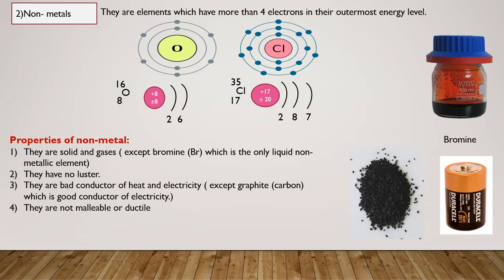So the properties of non-metals: first, they have more than 4 electrons in their outermost energy level. They are solid and gases except for bromine, which is the only liquid non-metallic element. They have no luster. They are bad conductors of heat and electricity except for graphite, which is carbon, which is a good conductor of electricity, and they are not malleable or ductile.